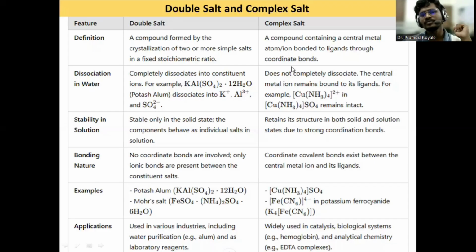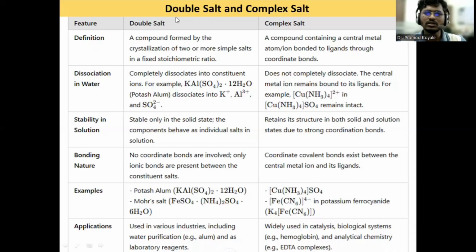Regarding dissociation in water, we can say that the complex salts are much more stable as compared to the double salts, because they do not completely dissociate. Okay, while the double salts dissociate into their constituents. And this is actually due to the strong coordinate bond present in the complex salt. So this is also associated with the stability in solution. So we can say that the double salts are stable in the solid state, but in the solution phase they behave as individual salts, while the complex salt retains its structure in the solid as well as the solution state.